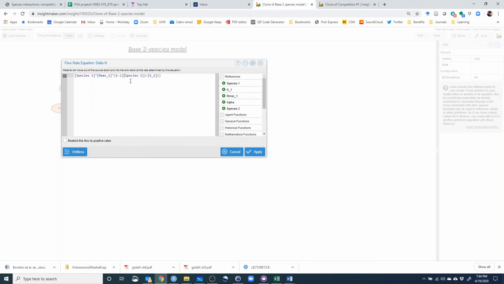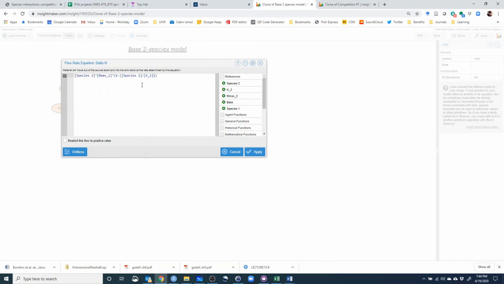And instead of just species 1, it's going to be species 1 plus alpha times species 2. So species 2 can now use up some of the carrying capacity for species 1. In just the same way, I can click on the equal sign for the flow for species 2, and I can see that species 2 growth is defined by this exponential term and then this density dependence term.